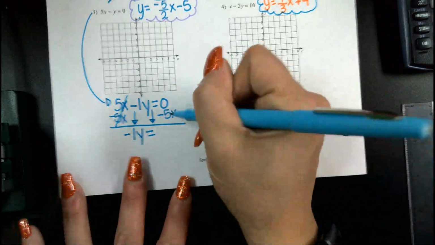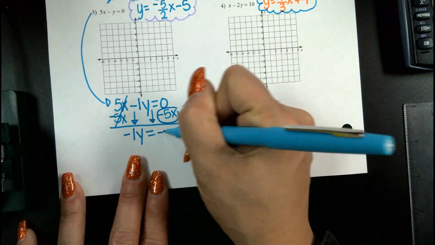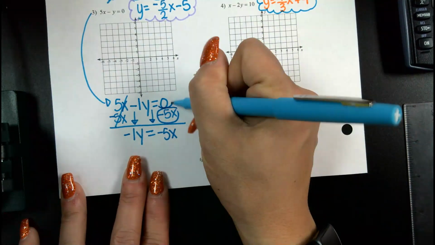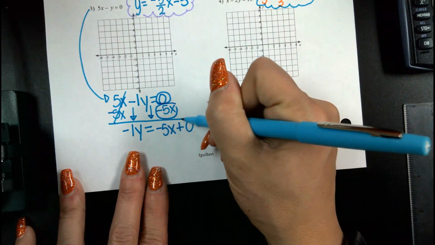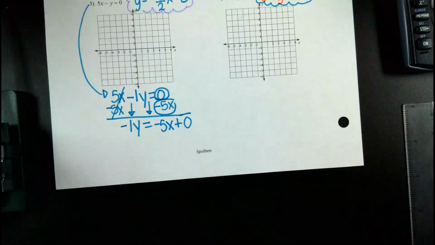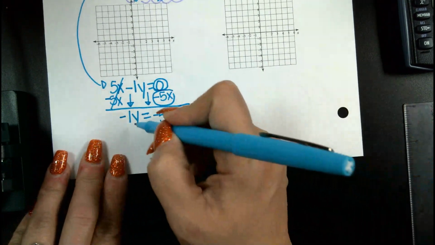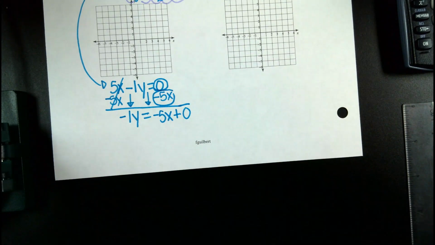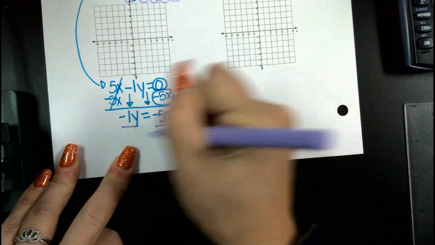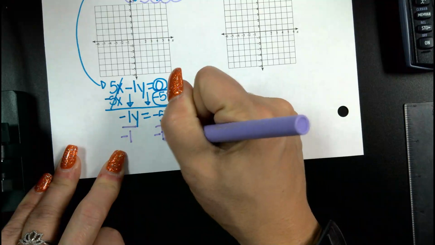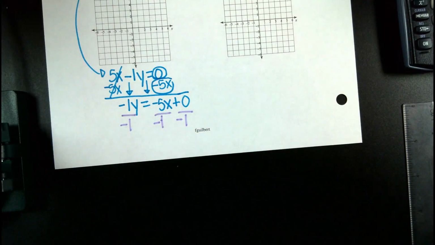Now on the right side, I'm going to start with my negative 5x. And then normally we don't write zeros, but I'm just going to go ahead and put it there because don't we need to have a y-intercept? Like, don't we have to have a number there? So I'm going to just leave the 0. Normally I wouldn't, but for graphing purposes, I will because I'm going to need a y-intercept. And then what's the number in front of y? Negative 1. So make sure when you do your division, you show that you're dividing by negative 1.